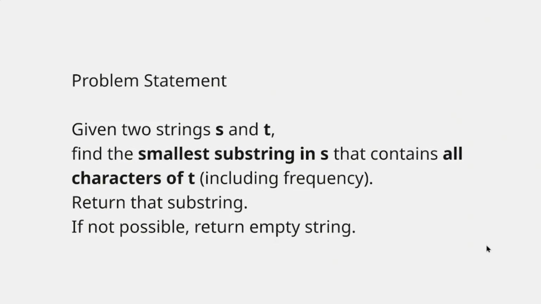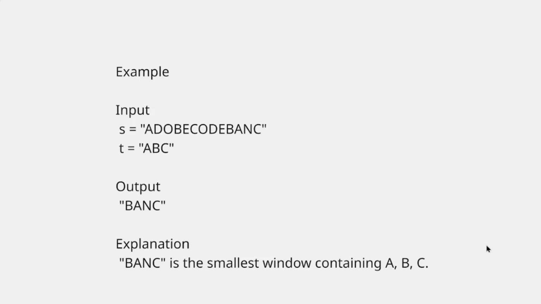So let's see an example so that you will understand. Here we take S as A, B, O, B, E, C. We have taken some random characters, right? And our target value is A, B, C. So our output becomes B, A, and C. Let's see how it comes. At first we need A, B, and C, right?